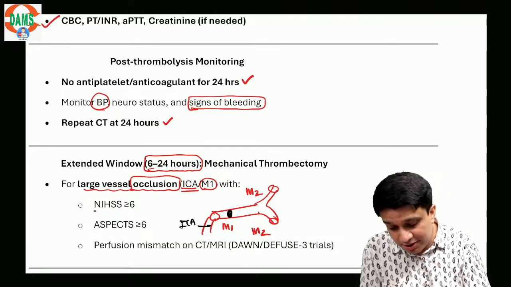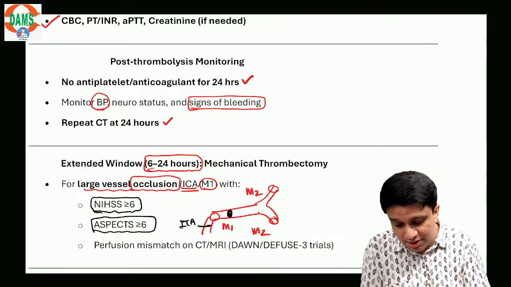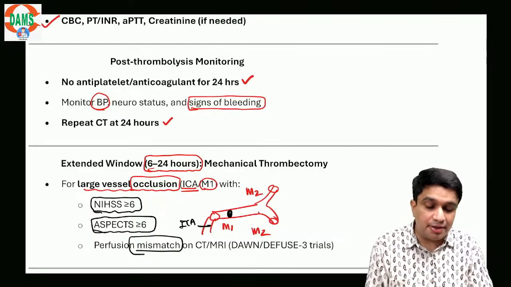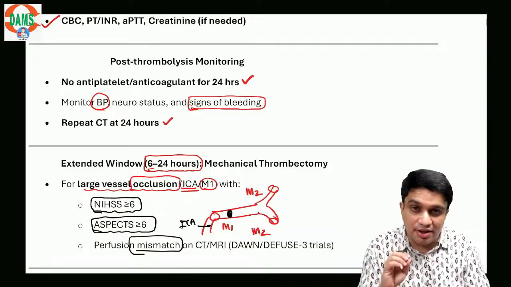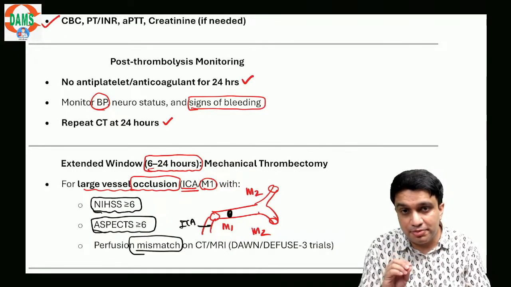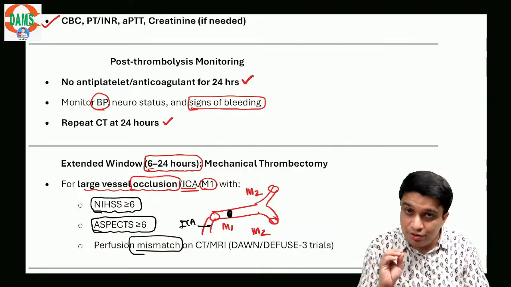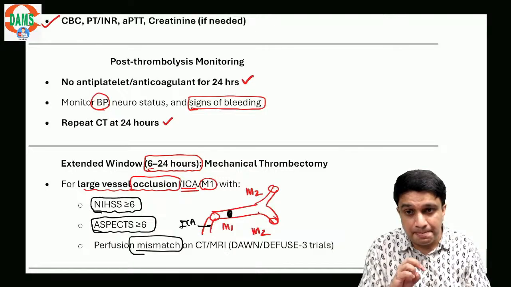But in case the patient has an NIHSS score more than 6, ASPECTS score more than 6, or a perfusion mismatch on a CT and MRI. This is something in the journal articles we often mention, perfusion mismatch. That is, there is some ischemia still going on in the brain. Then you go for a large vessel, maybe mechanical thrombectomy.